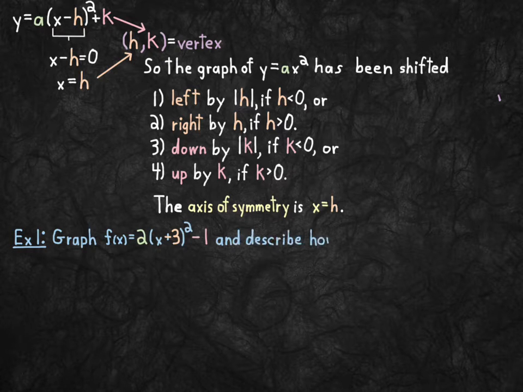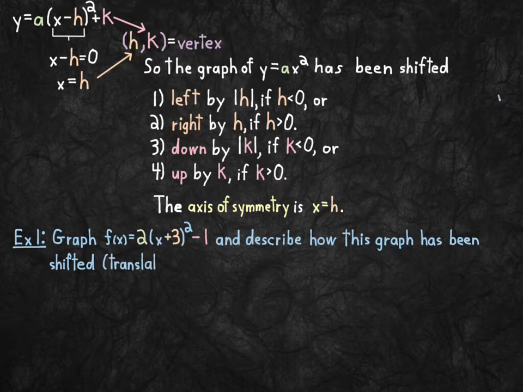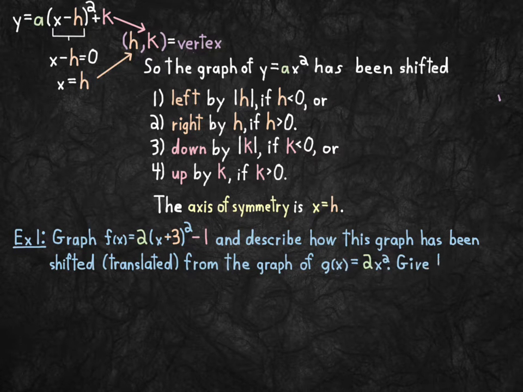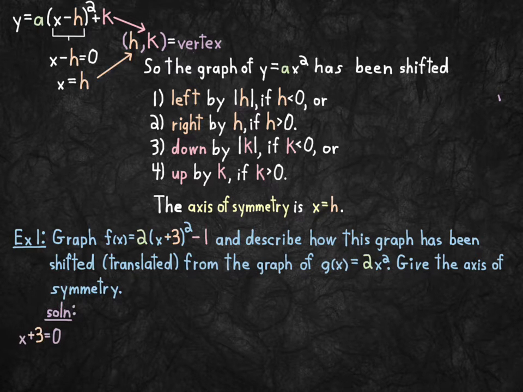It's more complicated. So this first one says graph f of x equals 2 times the quantity x plus 3, the quantity squared, minus 1, and describe how this graph has been shifted or translated from the graph of g of x equals 2x squared, and then give the axis of symmetry. So you'll be asked questions like this, and so you have to answer it kind of like that 1 through 4 up above, well, with one of those.